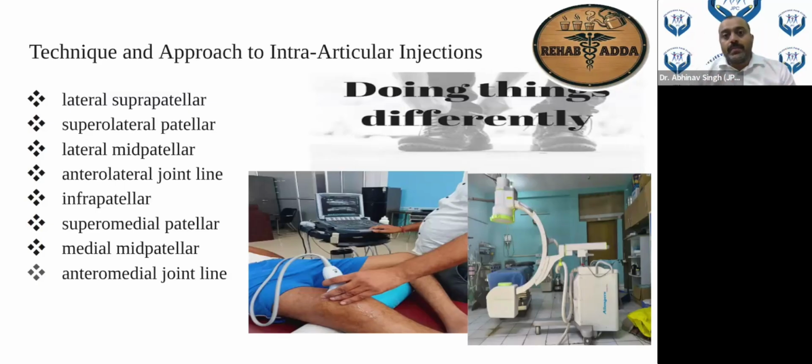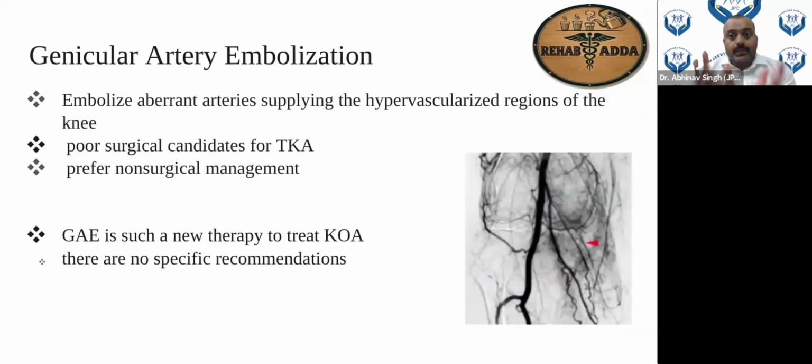Now along with this, these are the traditional things that have been in use. A lot of research is happening. There are other minimally invasive things that are under discussion. One is the genicular artery embolization. So what happens in due course of time with osteoarthritis? There will be hypervascularization of the regions around the knee, because of the tenderness or this neovascularization. And patients who are poor surgical candidates for the TKA because of any reason, or patients who prefer non-surgical management, they are fit for undergoing genicular artery embolization.